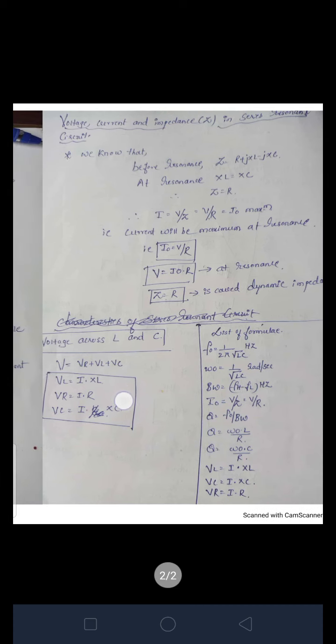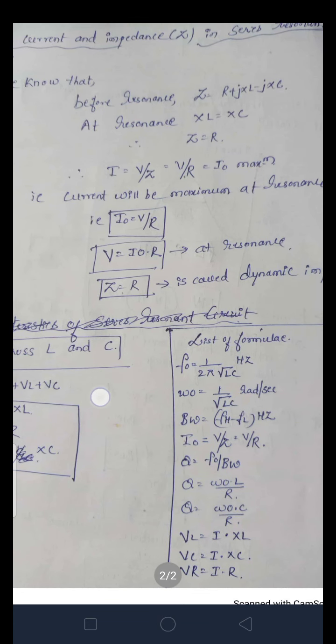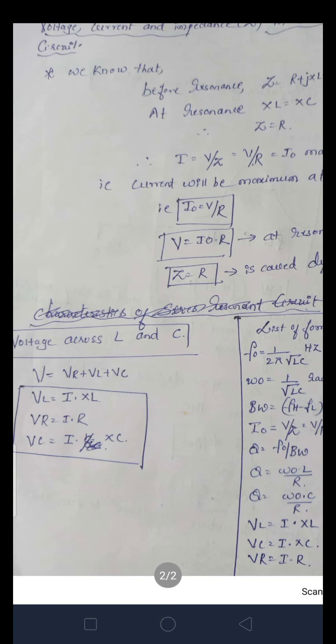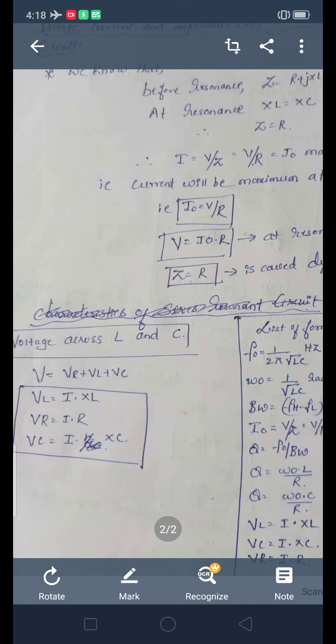In the same video, the next thing we are going to see is what will be the voltages across each component used in the series resonant circuit. What are the components we have used? We have used the components R, L and C. What will be the voltage value across these? You can see total voltage is voltage across R, voltage across inductor, voltage across capacitor.